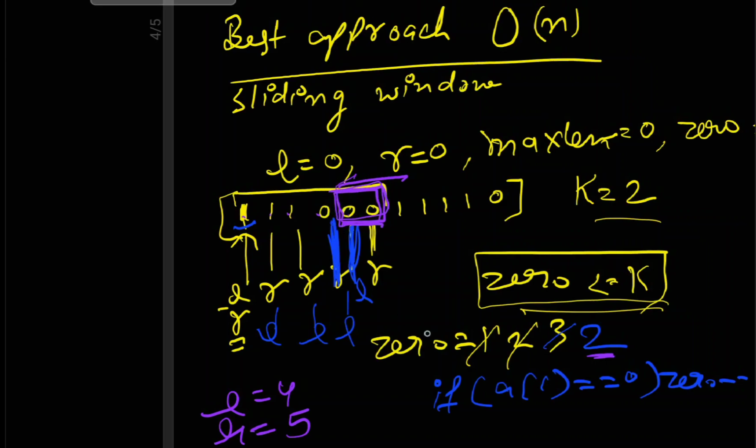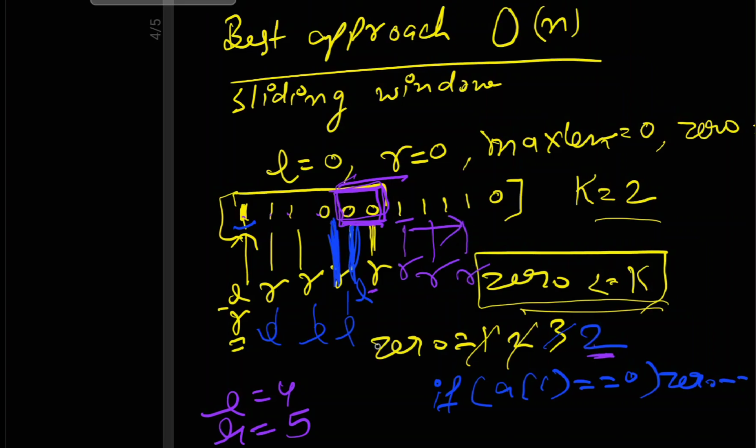After shifting my left in the right direction and fixing my right, I will again start moving my right. My right will always be moving in this direction. My right is here and my zero count is 2. My right is here, my zero count is 2.